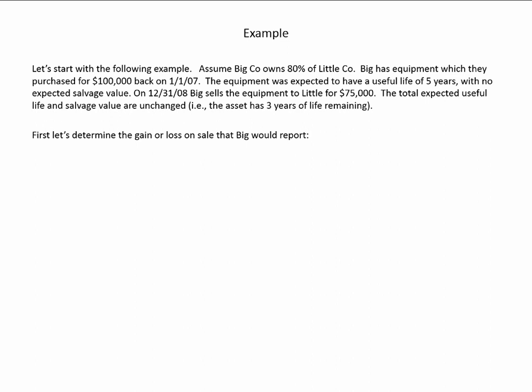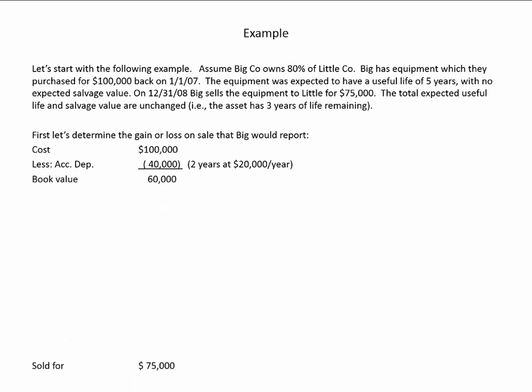First, let's go ahead and figure out what the gain or loss on the sale would be that Big would report. So the asset cost $100,000. They've got 2 years of depreciation at $20,000 per year, or $40,000 of accumulated depreciation, for a $60,000 book value. They sold it for $75,000, which means a gain on sale of $15,000.